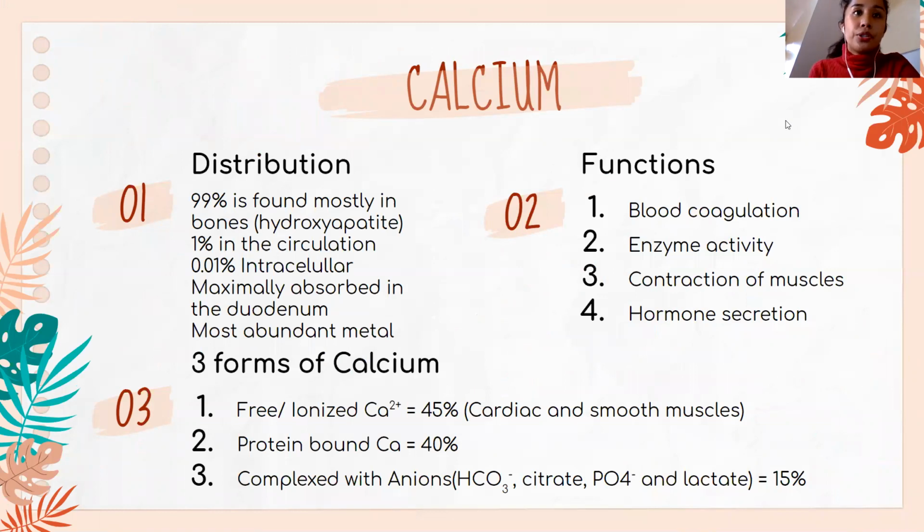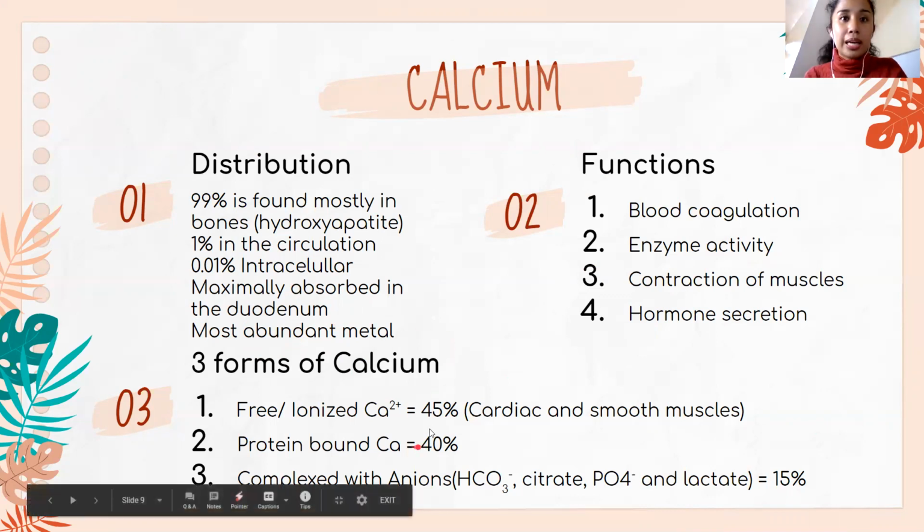So for calcium, guys, mostly our calcium, class, is in the bank. Our bank for calcium is the bones, diba? In the bones, the calcium is in the form of hydroxyapatite. 1% is in the circulation and 0.01% is inside your cells. When there is excess calcium inside your cells, it will actually promote apoptosis. So there are pumps that regulate calcium entry inside the cells, because once it is in excess, the cells undergo apoptosis or programmed cell death. Calcium is the most abundant metal, Ca2+. It is absorbed in your small intestine, in the duodenum. So class, let's start with the forms of calcium.